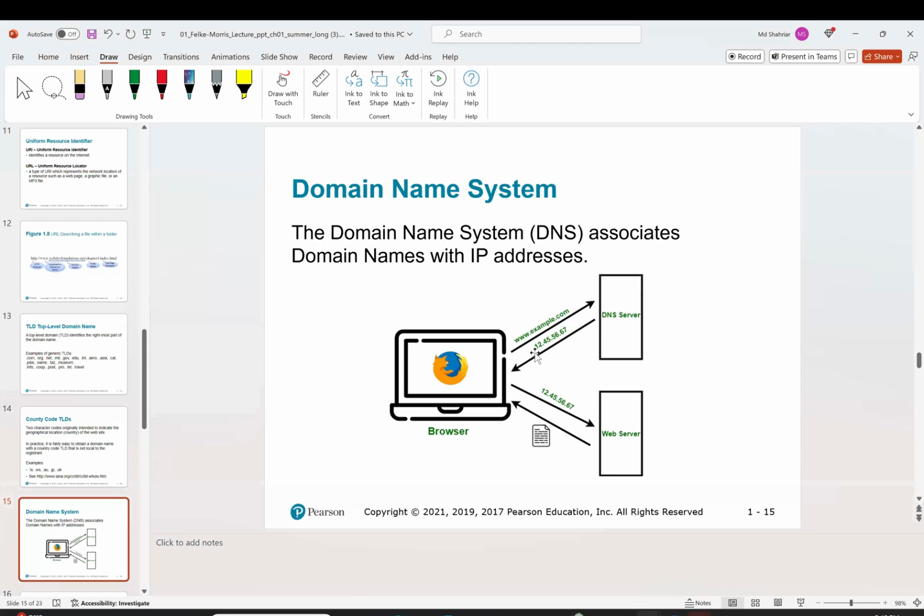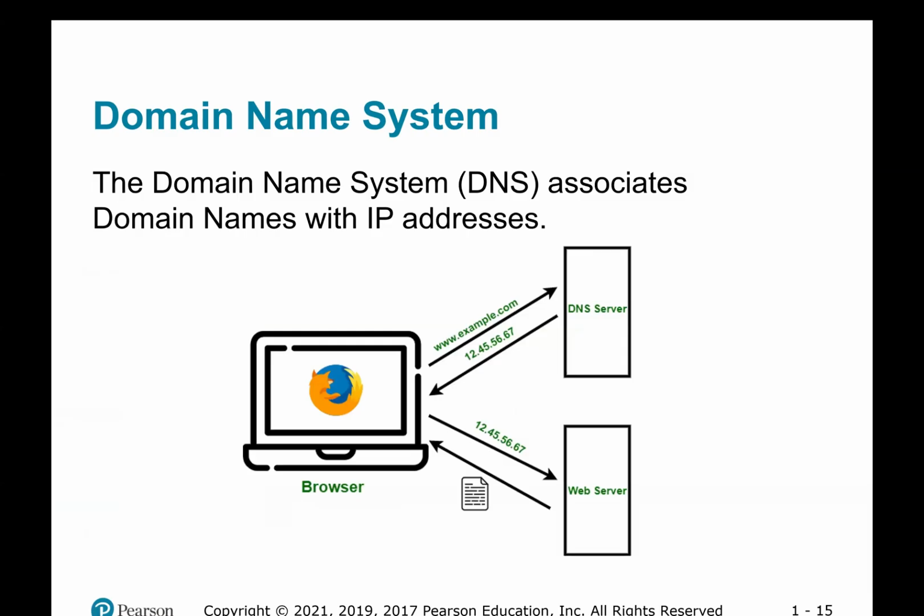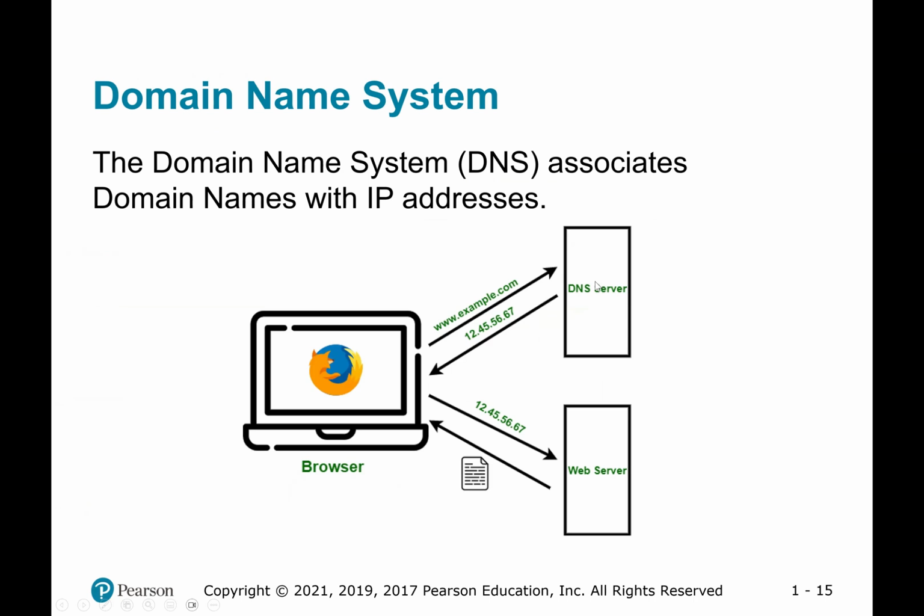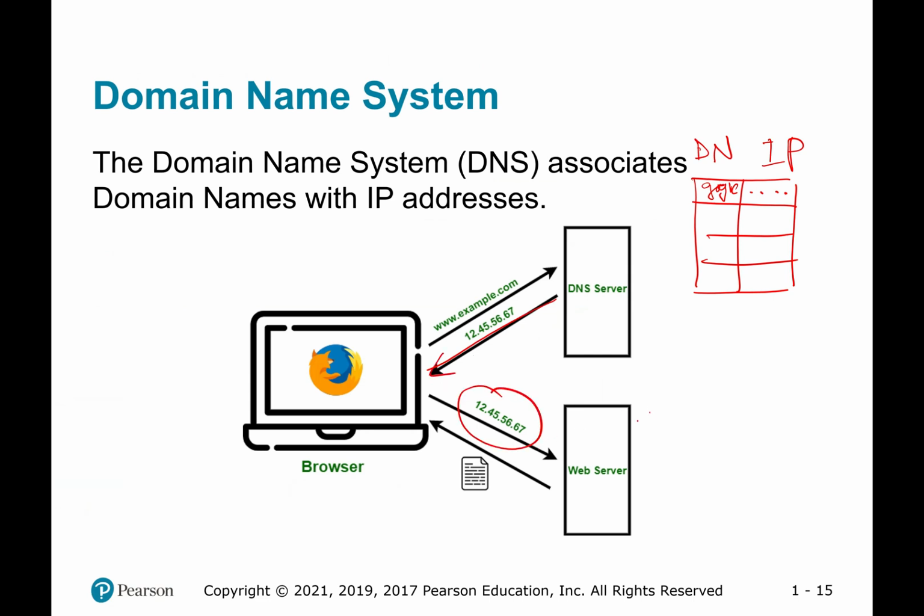When I say www.example.com, it goes to the DNS server, and the DNS server returns the IP address associated with example.com. So the DNS server has some kind of table like this, right? It has the domain name, and this has the IP address. Again, it's google.com, it had some IP address, and that IP address is returned. Now my browser uses that IP address to directly go to the Google server.